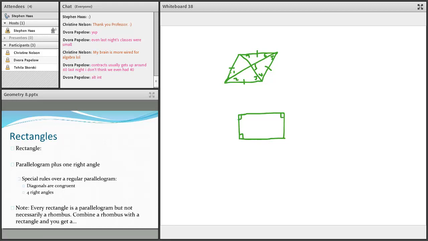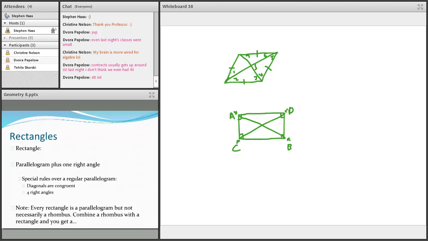So if this one is 90, then this one has to be 90, and because the consecutive ones are supplementary, this one also has to be 90, and therefore this one also has to be 90. A rectangle has all the rules of a parallelogram, plus diagonals are congruent, which means this line and this line, let's say AB and CD, are congruent to each other. They're equal to each other. And of course, it also has a right angle.